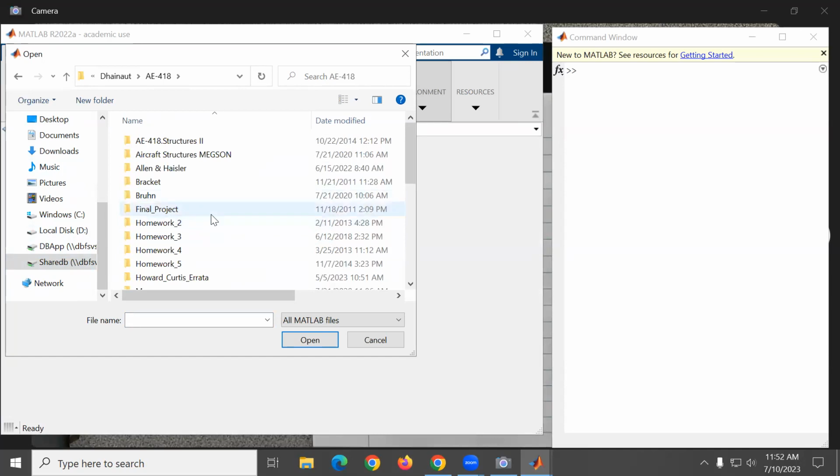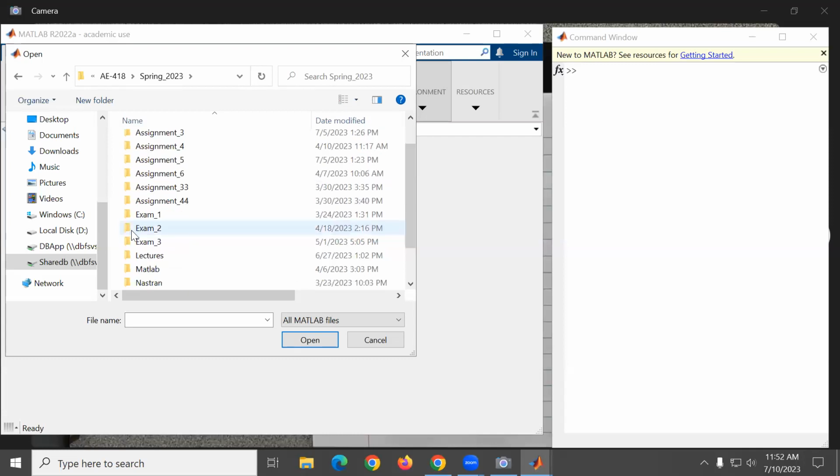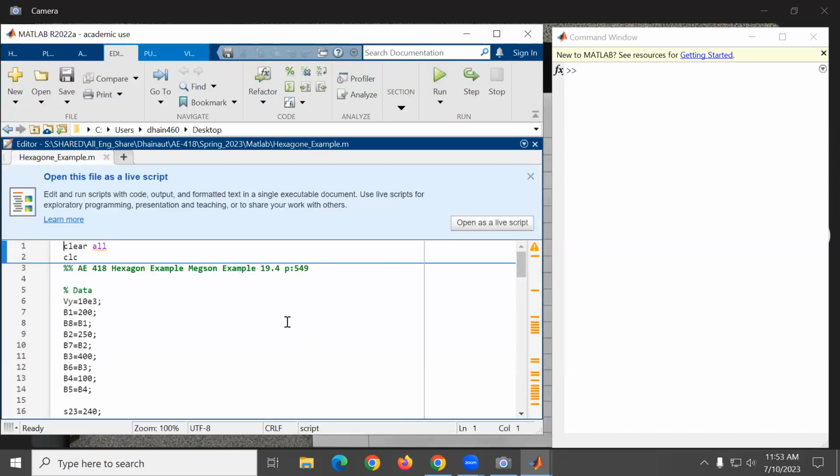AE418, Spring 2023. I guess if this would be somewhere, it would be here. MATLAB. Looks like it's this one. Yeah, probably this one. Okay, so let's see. Is that the one? Yeah, so it looks like it's this one here.